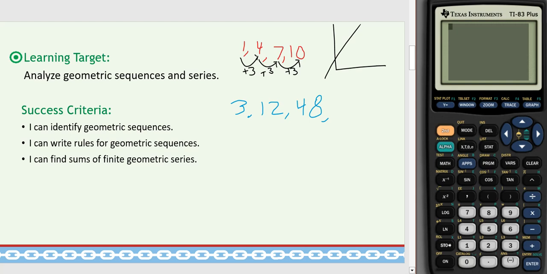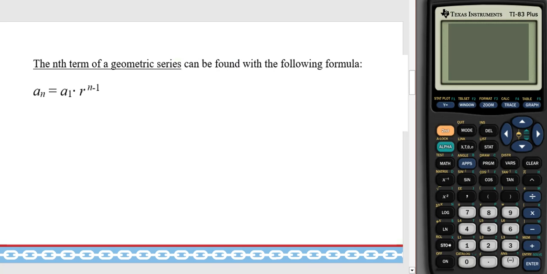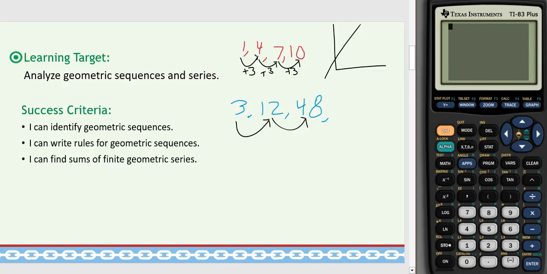For today's lesson, analyzing geometric sequences and series, we have not a common difference, and we're not going to use addition and subtraction to get from term to term. We are going to be using multiplication.